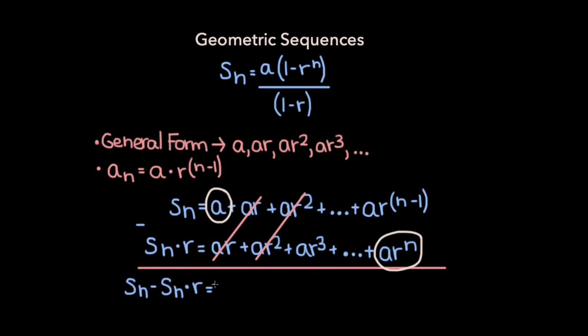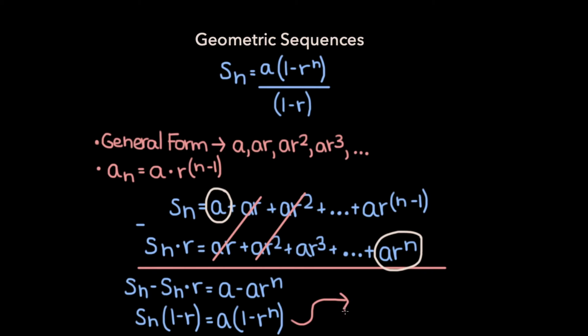So ultimately, what we end up with on the right-hand side is a minus a times r to the power n. If we factor out S sub n from the left-hand side, we have S sub n times 1 minus r, and if we factor out a from the right-hand side, we get a times 1 minus r to the power n. And if we divide by 1 minus r on both sides, we get that S sub n, the sum of the first n terms in a geometric sequence, is equal to a times 1 minus r to the n over 1 minus r. And that's all there is to the proof for this formula.